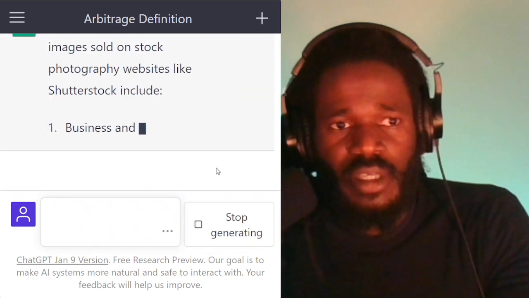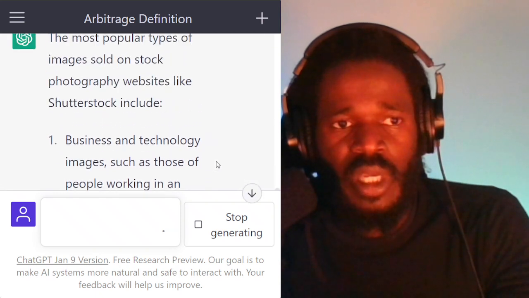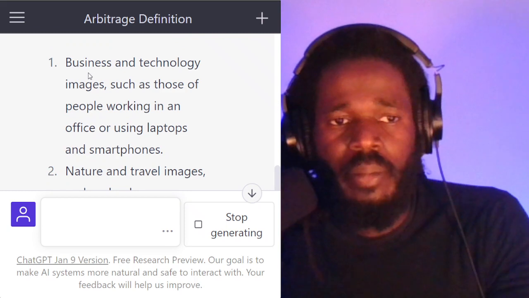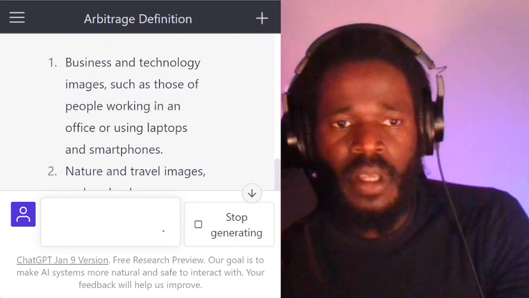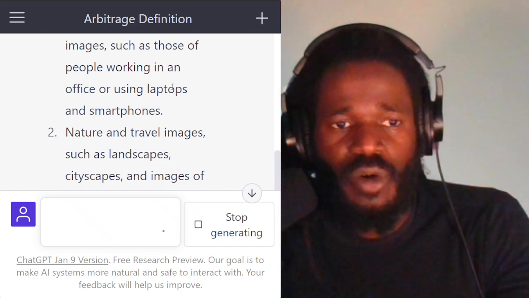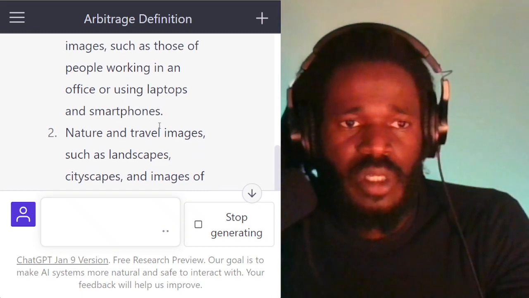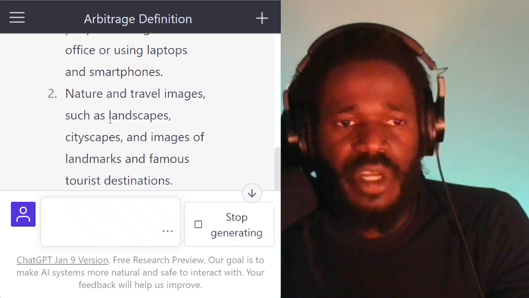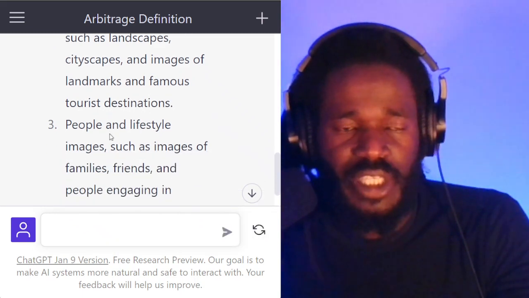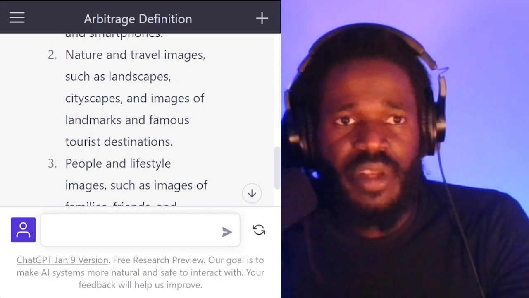So ChatGPT is going to tell me the most popular types of images sold on stock photography websites like Shutterstock include business and technology. Images such as those of people working in an office or using laptops and smartphones. Okay, nature and travel images. Landscapes, cityscapes, and images of landmarks and famous tourist destinations. Very, very interesting.